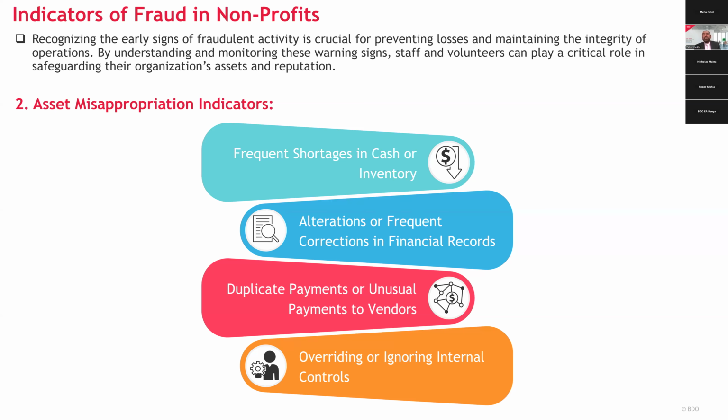Next one is duplicate payments or unusual payments to vendors. So payments that appear to be duplicates or payments made to unfamiliar vendors, not previously part of the supply chain, this can indicate fraud and it's a red flag. It's especially concerning if an employee has control over both creating the vendor and approving payments. In other words, wherever you have inadequate segregation of duties, then you need to watch out for red flags.